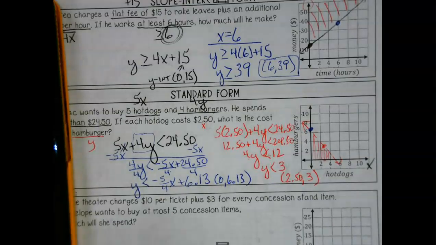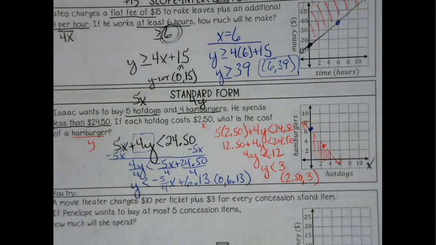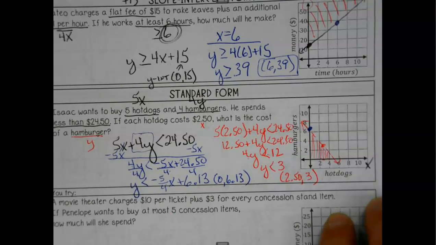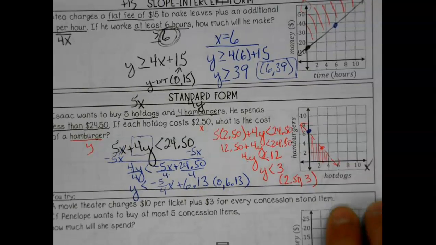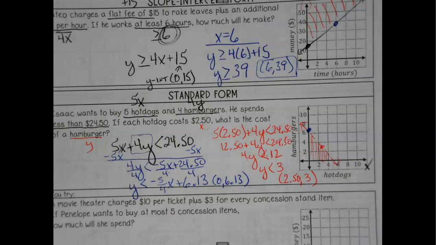So that would let Isaac know all the possible combinations of buying hamburgers and hot dogs he could do with the amount of money that he has. Like he'd be okay buying 2 hamburgers and 2 hot dogs, 4 hamburgers and no hot dogs, anything in here would work. But it just kind of lets us know what a couple of the limits are.